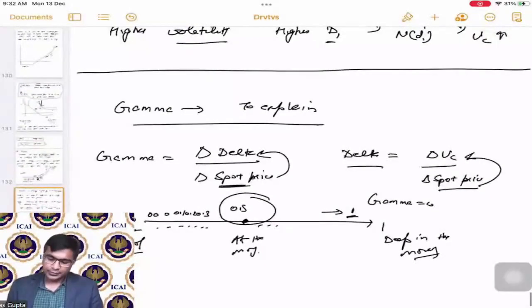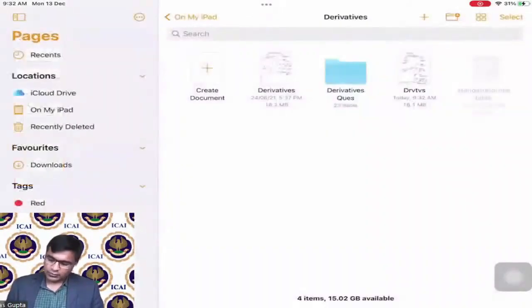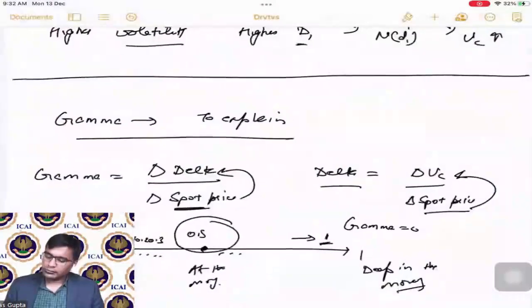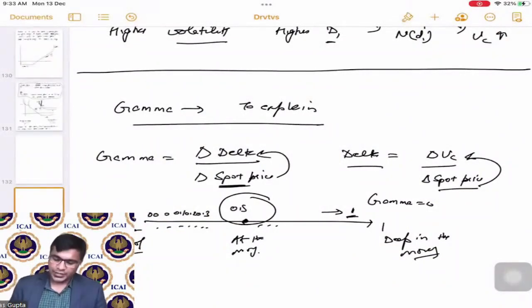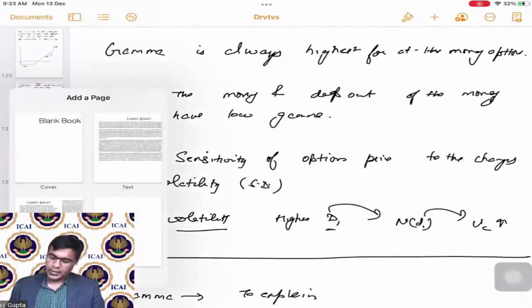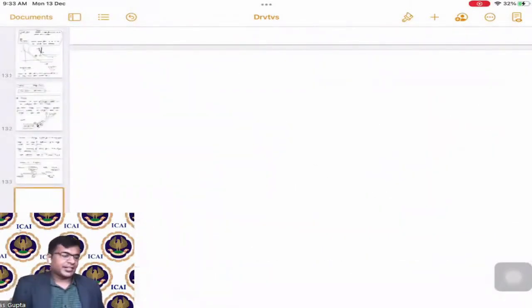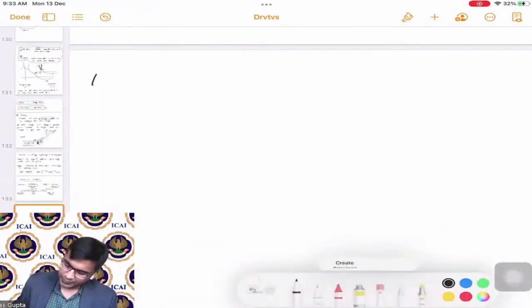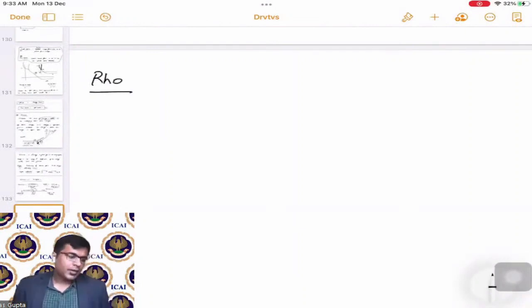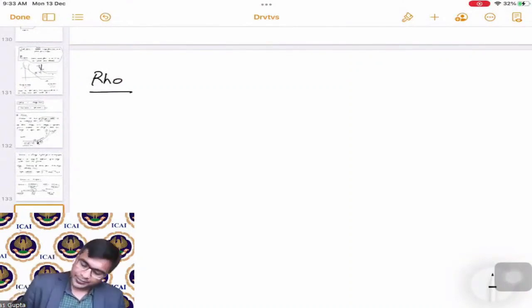Gamma is just measuring the rate of change in delta. That's all. Okay. Vega we have considered. Now the last two are rho and theta. Rho is actually the sensitivity of an option price to the changes in the risk-free rate.